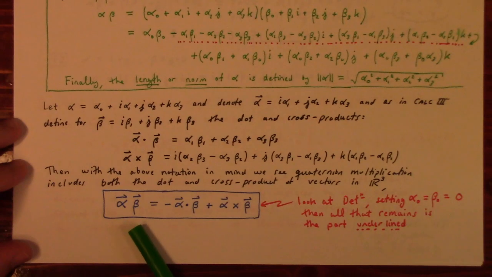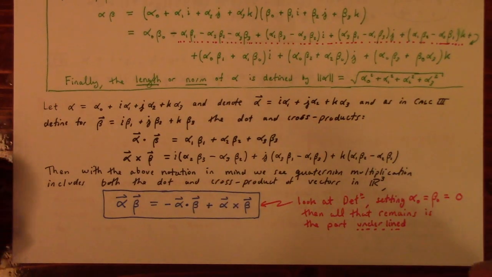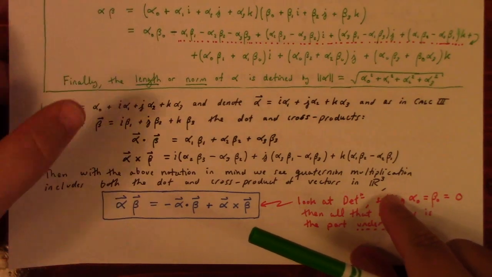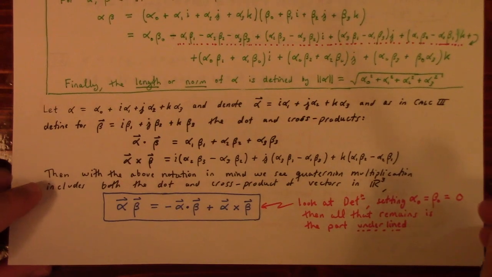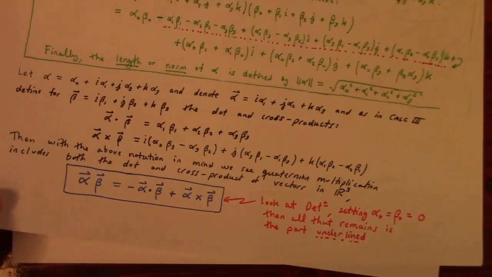So if we have no alpha 0, no beta 0 component, or you can just focus on the vector part if you like, the vector part of alpha times the vector part of beta is minus the dot product of alpha and beta plus the cross product. So the quaternion multiplication simultaneously includes both the dot and cross products that we learned in calculus 3. I remember when I first learned about this as an undergraduate, I was like, wow, that's really cool. It is really cool.